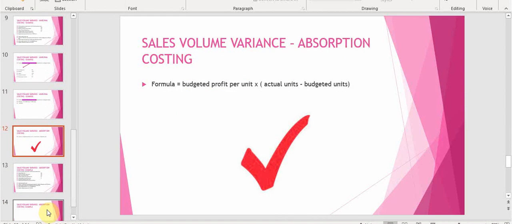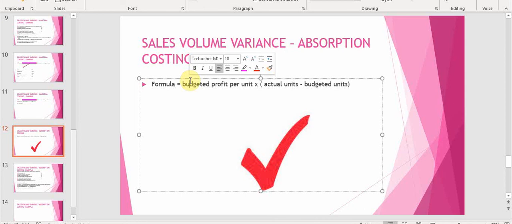Then we can go and look at absorption costing. Absorption costing, of course, requires now that you do minus the fixed costs because it changes the formula a little bit. It says when absorption costing is applied, we need to take the budgeted profit per unit and times it by actual units minus budgeted units. Then what does this mean?